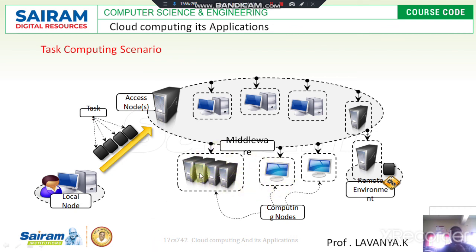So this is about task computing scenarios, and it also increases task throughput as well as performance. This is the complete information about task computing scenarios. In the next class I'll cover the characteristics of task computing, the categories, and the benefits of task computing scenarios; everything we will explain in the next class.